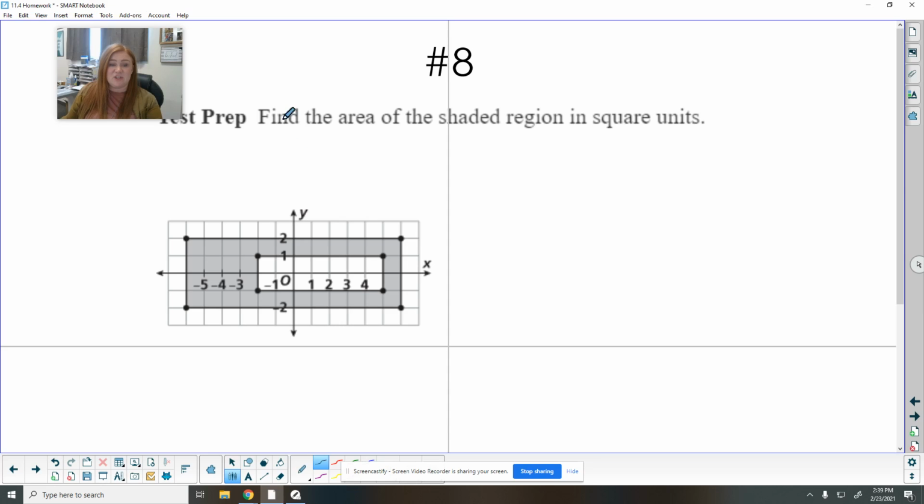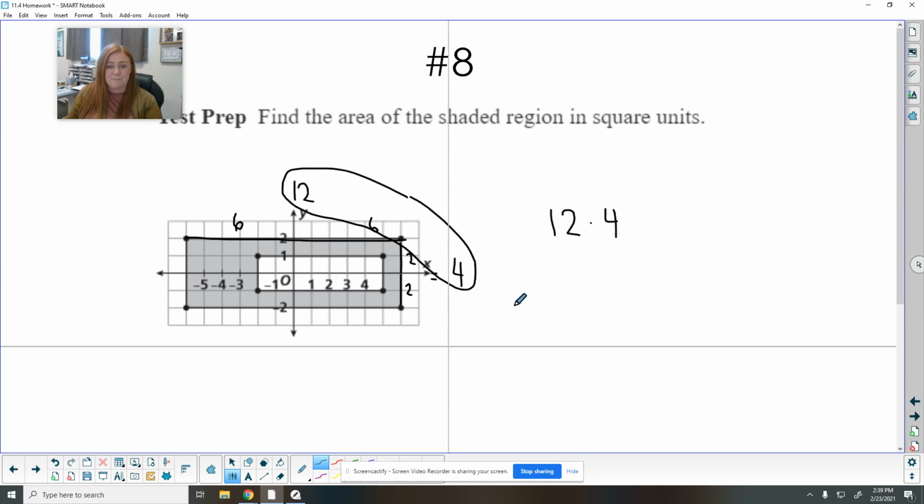Number 8 wants us to find the shaded region. So we want to find the big one, take out the little one. So find this distance here. So this goes over to 6, I can see. And this goes over, there's 5, 6. So total makes this 12. This went up 2. This went down 2. So total is 4. So we want to find the area of this big one by doing 12 times 4.